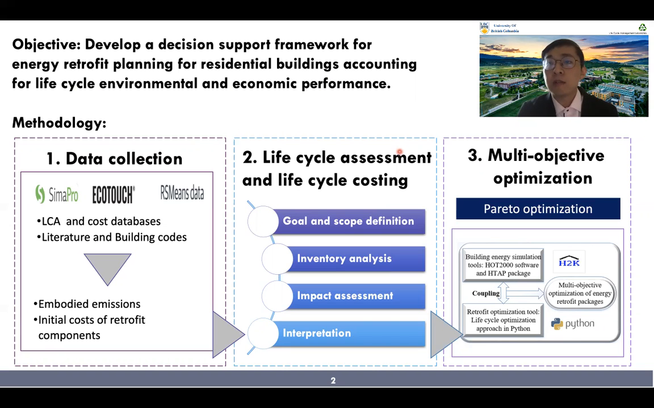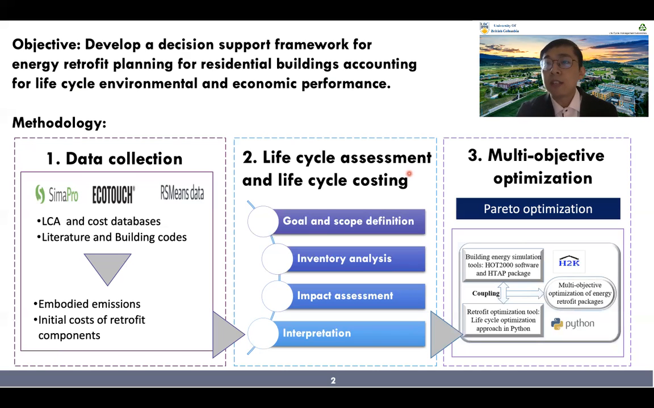As such, this research aims to develop a decision support framework for energy retrofit planning in the residential building sector, accounting for lifecycle environmental and economic performance. The overall methodology of this research includes the following steps. First of all, we conducted data collection on lifecycle assessment and cost databases in order to obtain the embodied emissions and the initial cost of different retrofit components. The collected data were used for the following lifecycle assessment and lifecycle costing.